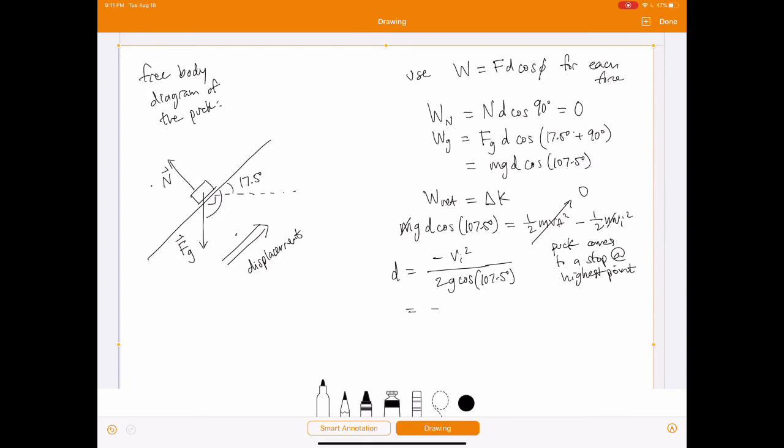So we have minus v initial, which by the way is 3.75 meters per second, and we square that. And then we divide by 2 times g, which is 9.8 meters per second squared. And then we have cosine 107.5 degrees. And what you get is 2.39 meters. That's how far up the ramp we go. That's how this works.